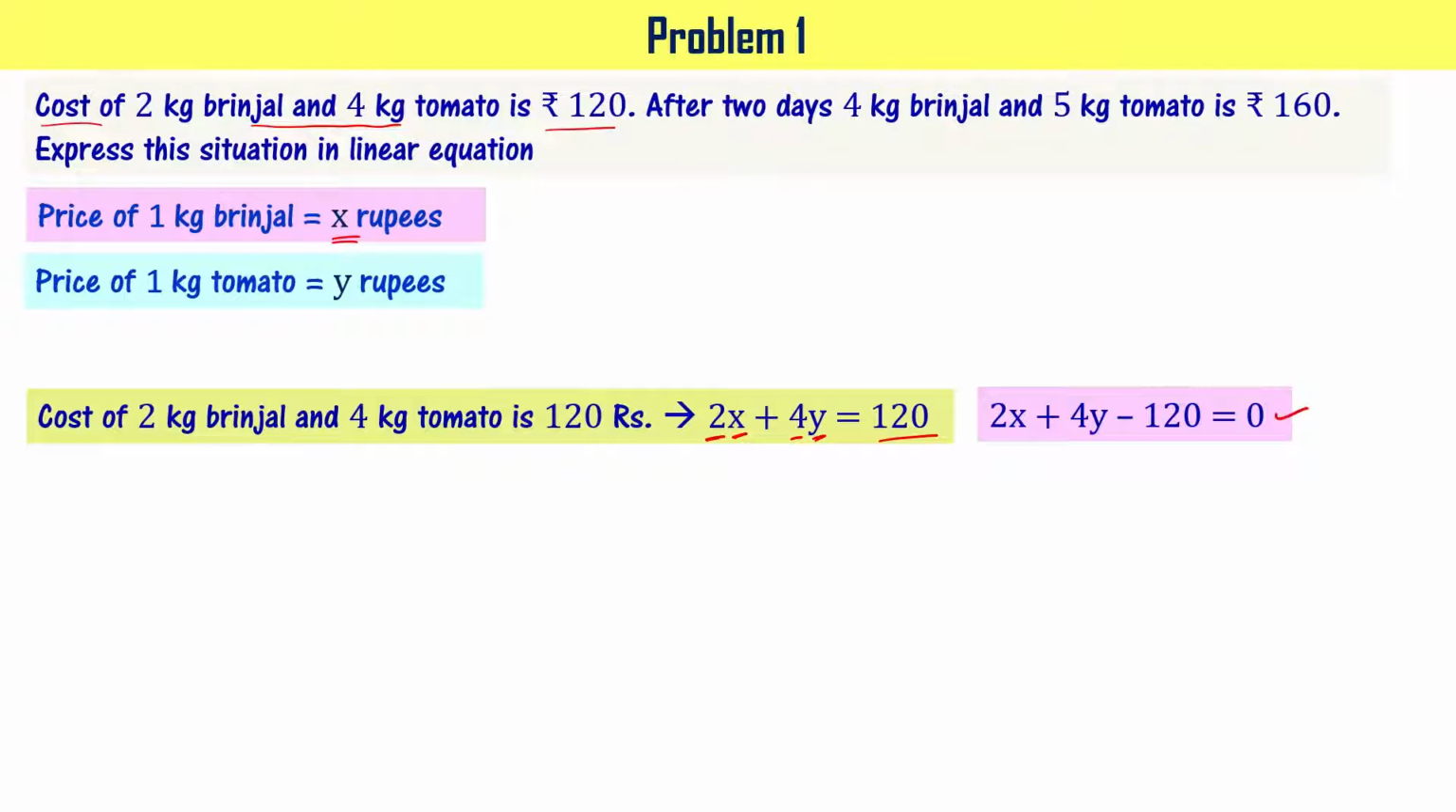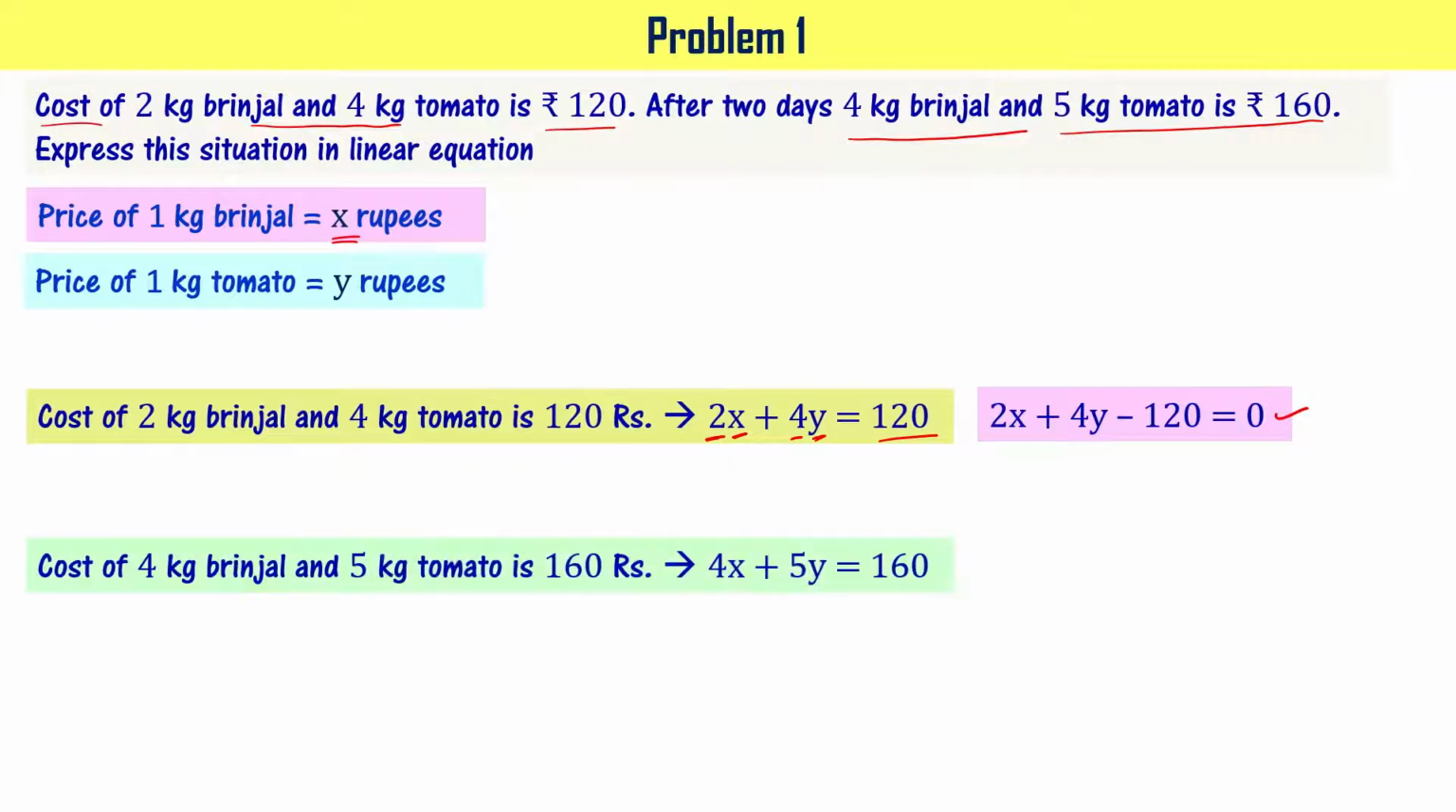Now let's write the second statement, that is 4 kg brinjal and 5 kg tomato is 160 rupees, that in equation form. That becomes 4x plus 5y equal to 160. 4x is price of 4 kg brinjal and 5y is price of 5 kg tomato. When you add these two, that is equal to 160 rupees. This can be written as 4x plus 5y minus 160 equal to 0 also.